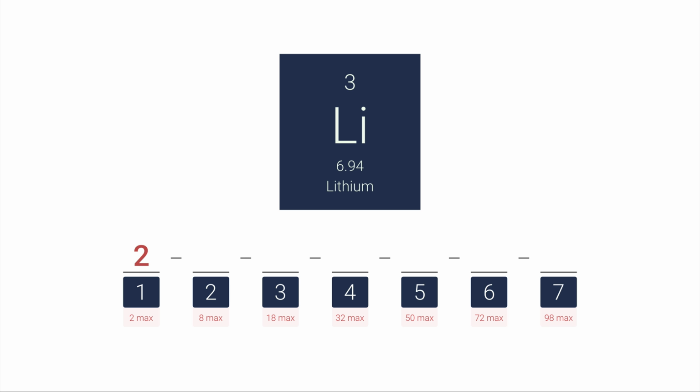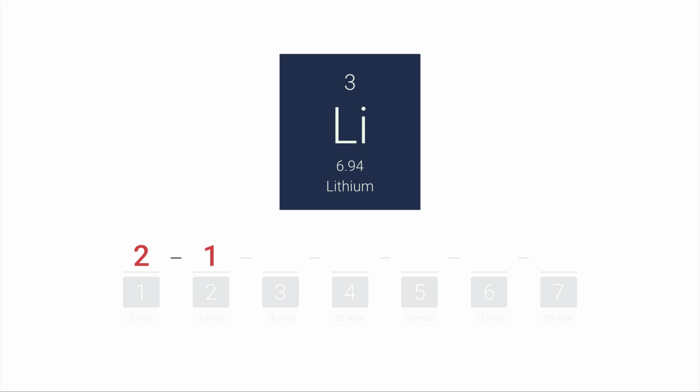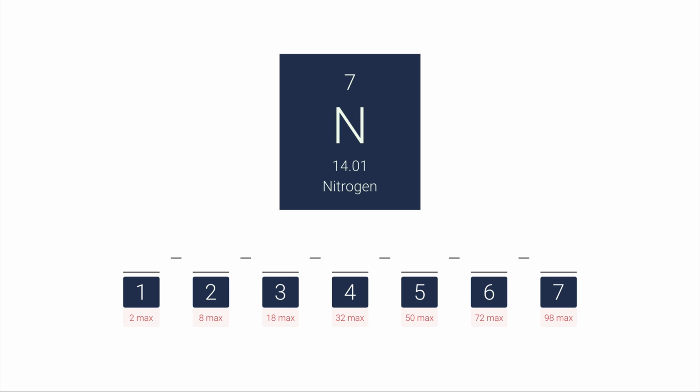So we have two in the first shell. There's still one more electron in lithium, but it can't be in the first shell because that's full. So that third electron must exist in the second shell. And so here's our configuration for lithium. It's 2-1. Okay, let's go with a slightly larger example now.